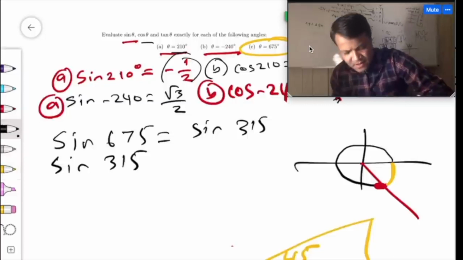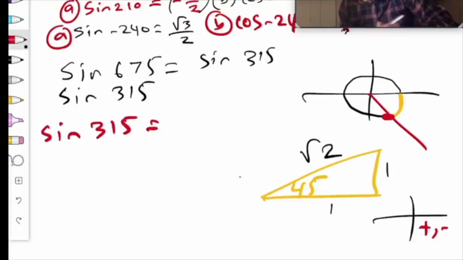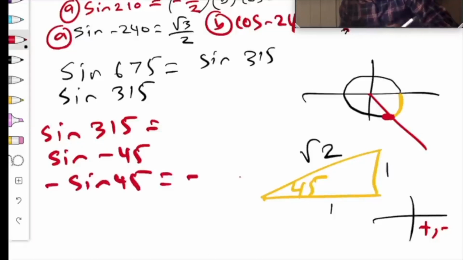If this is 45, then this must be 1, this must be 1, and the hypotenuse must be square root of 2. In the fourth quadrant, sine is negative and cosine is positive. So we know everything now. Sine 315 is equal to sine negative 45, which is equal to negative sine 45, which is equal to negative y over r. So y is 1, r is square root of 2.